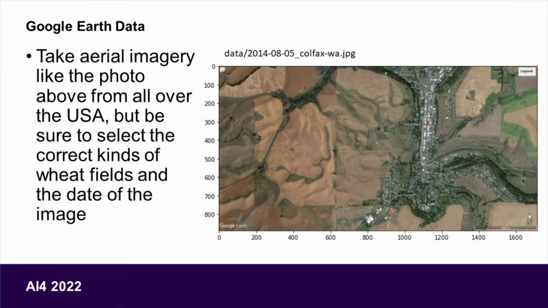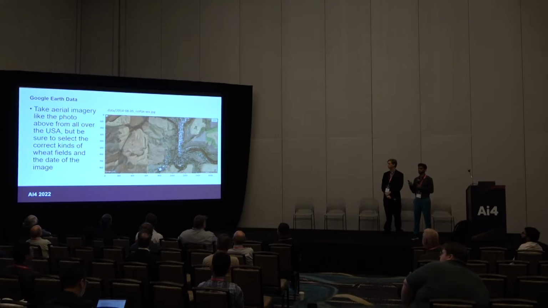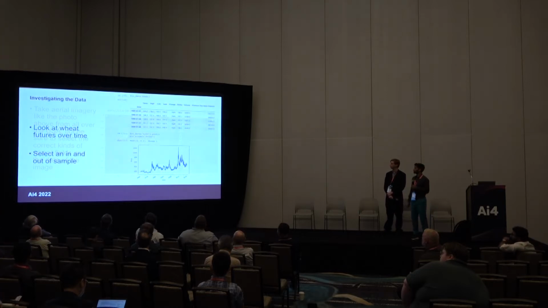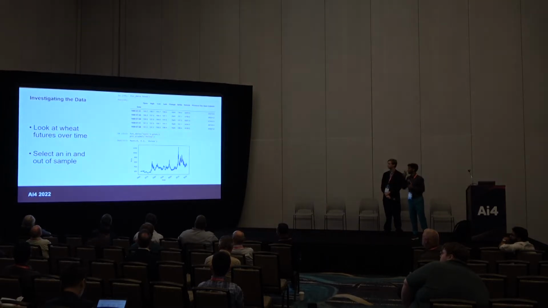So this is what the Google Earth data looks like. And you can see here there's some brown areas, there's some green areas as well, but you need to know where the location of that crop is. And it's really important you clean that data well and you know what you're looking at, so you have a clean data signal and you know where you are looking.